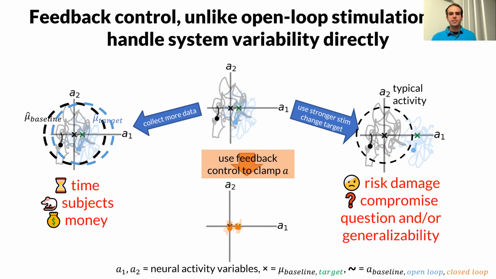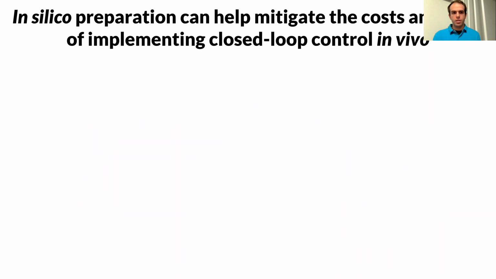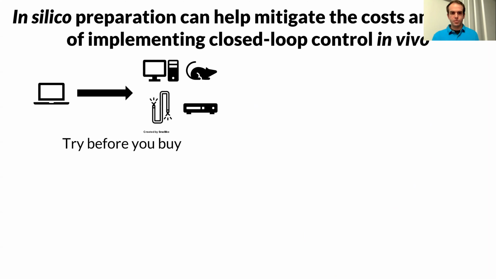Now, the problem with closed loop control is it also has its costs in terms of complexity. It's not easy to take your signals in real time, compute the control signal, update your controller, your stimulus on the timescale of milliseconds, which is why we think in silico preparation is really important.